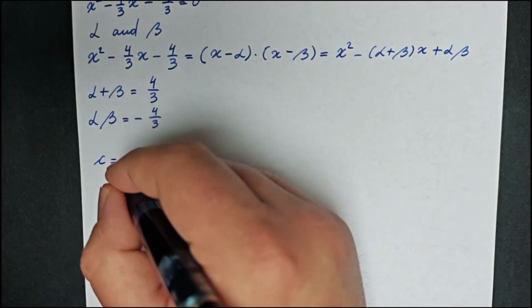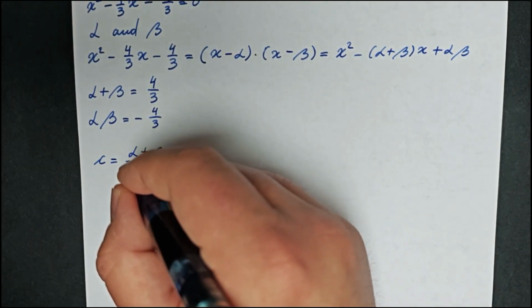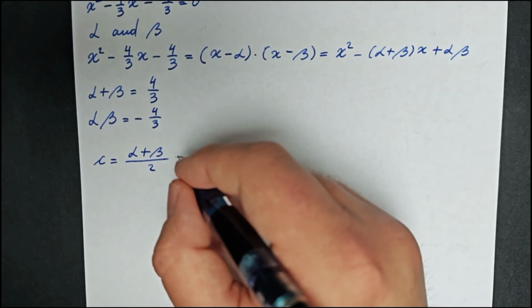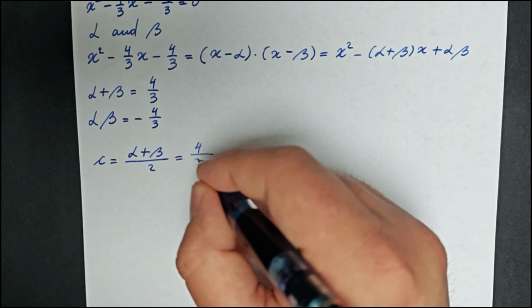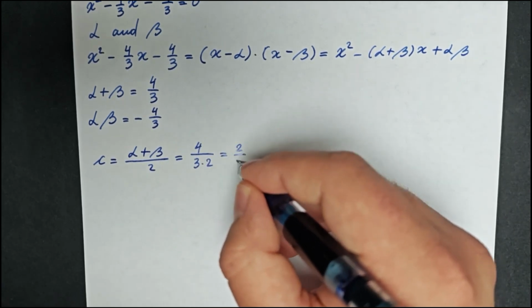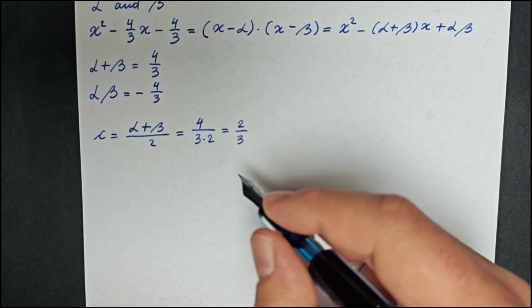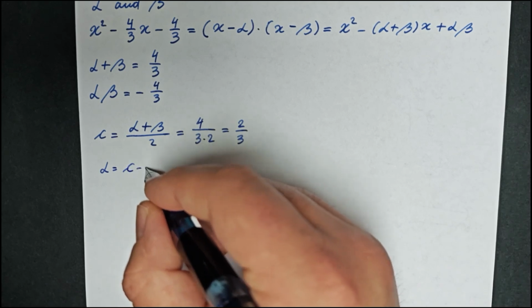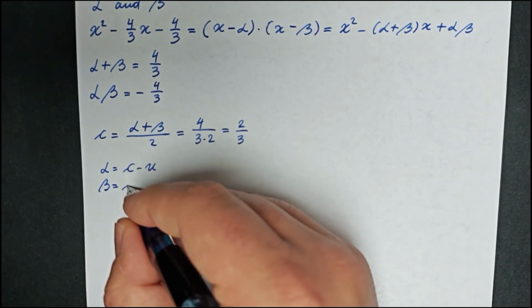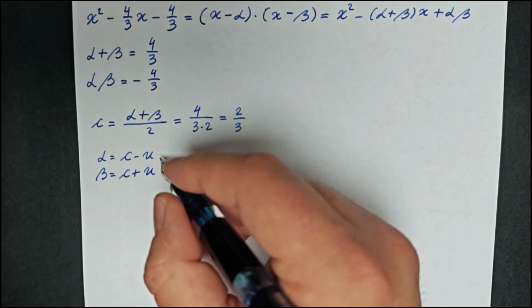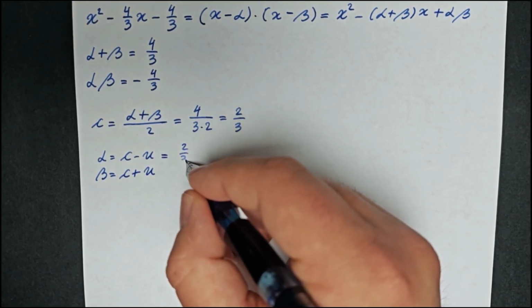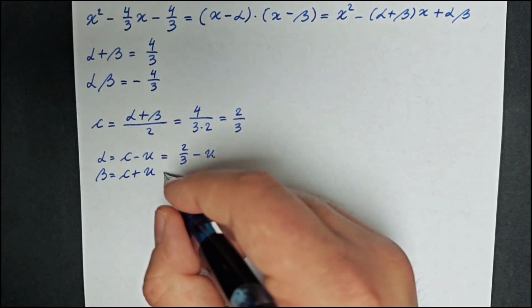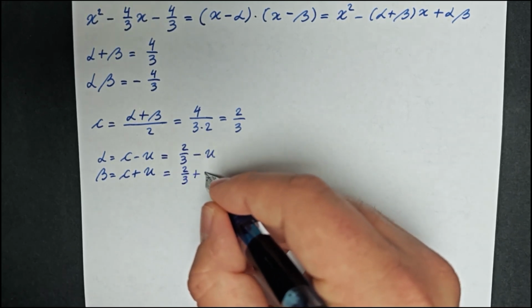Again, a number c is going to be an average of numbers alpha and beta, and when we calculate it, we get 4 over 3 multiplied by 1 over 2, which is 2 over 3. Again, u is a distance between the numbers alpha and c, and the same u is a distance between the numbers c and beta. Alpha is then equal to c minus u, and beta is then equal to c plus u. This is going to make alpha be 2 over 3 minus u, and beta is going to be 2 over 3 plus u.